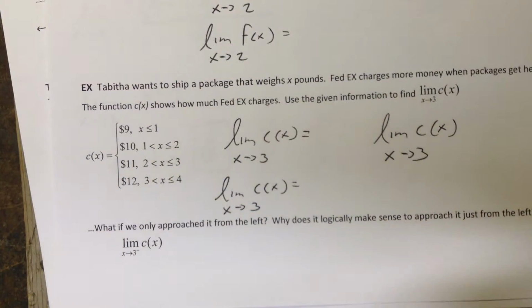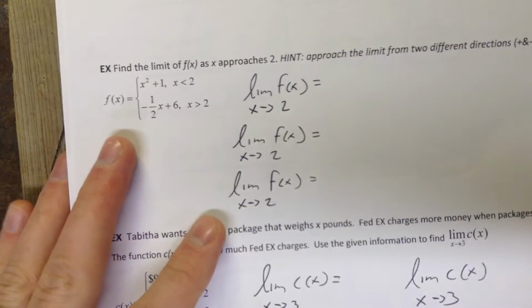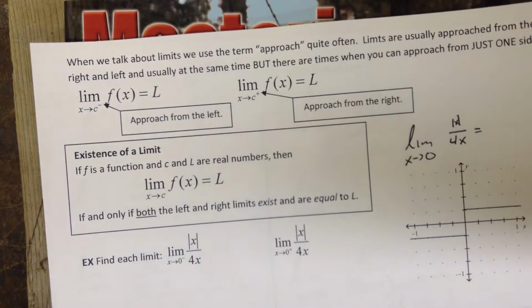Let's take a look at the second page. So now for our second page, what we're going to do is talk about breaking down a limit a little bit more. Up here at the top, we have what is called a one-sided limit.